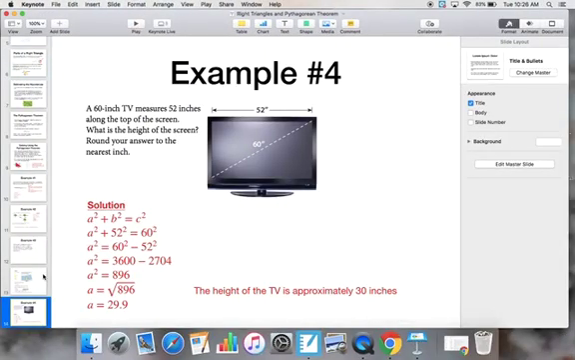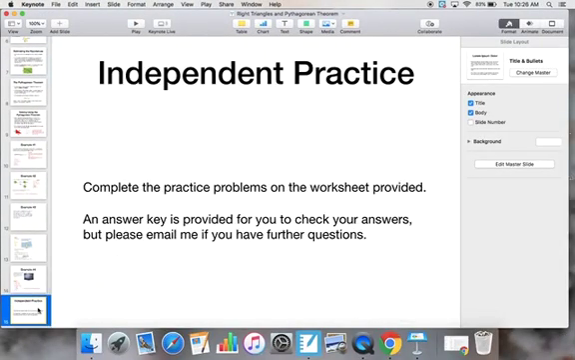So that's it. You've got some examples, and then you've got some independent practice to try. The worksheet's there on Google Classroom. I'll put the answer key up as well, so that as you're going through, if you're getting stuck or you want to see, well, did I do this right? You can check your answers and see, am I on the right track here, and go from there.